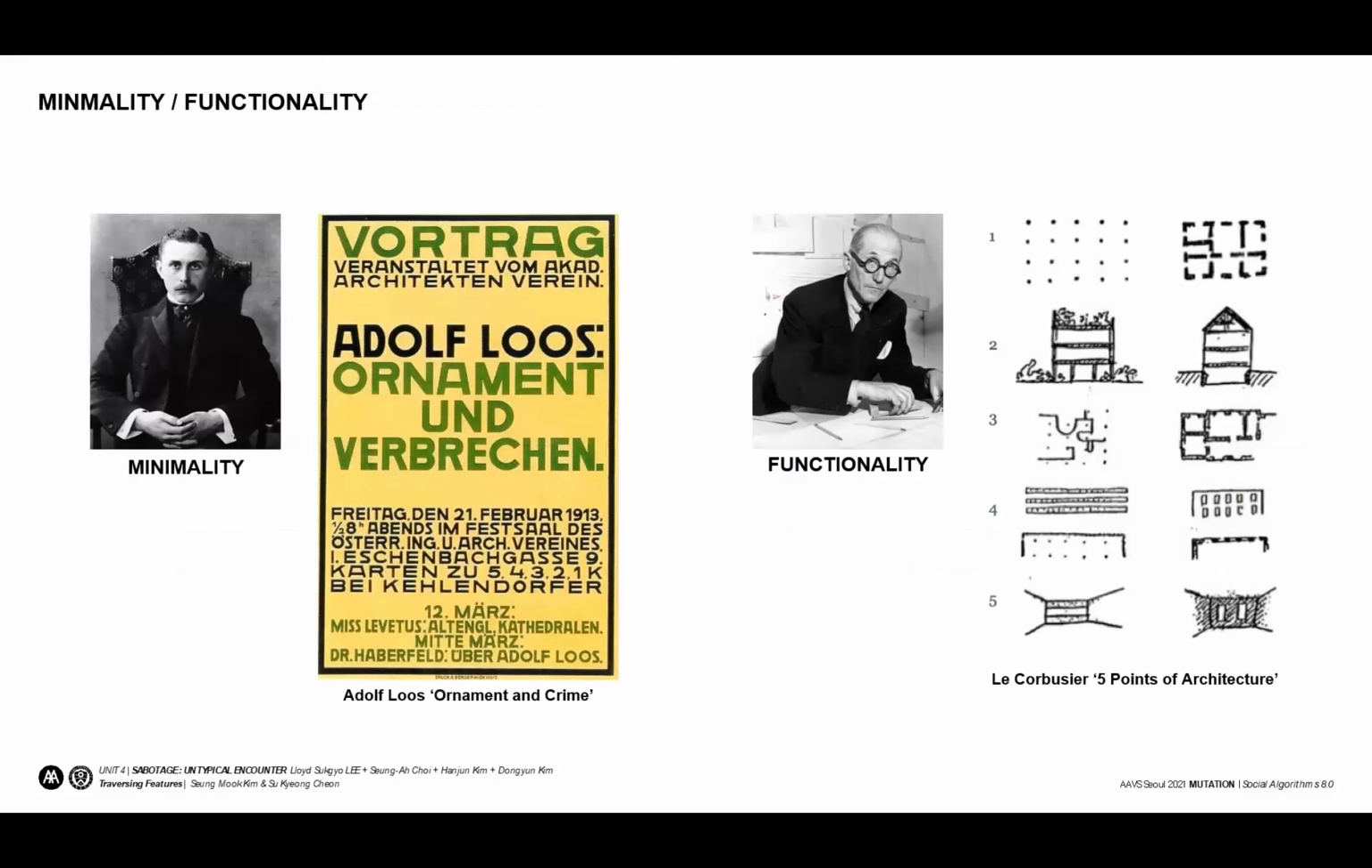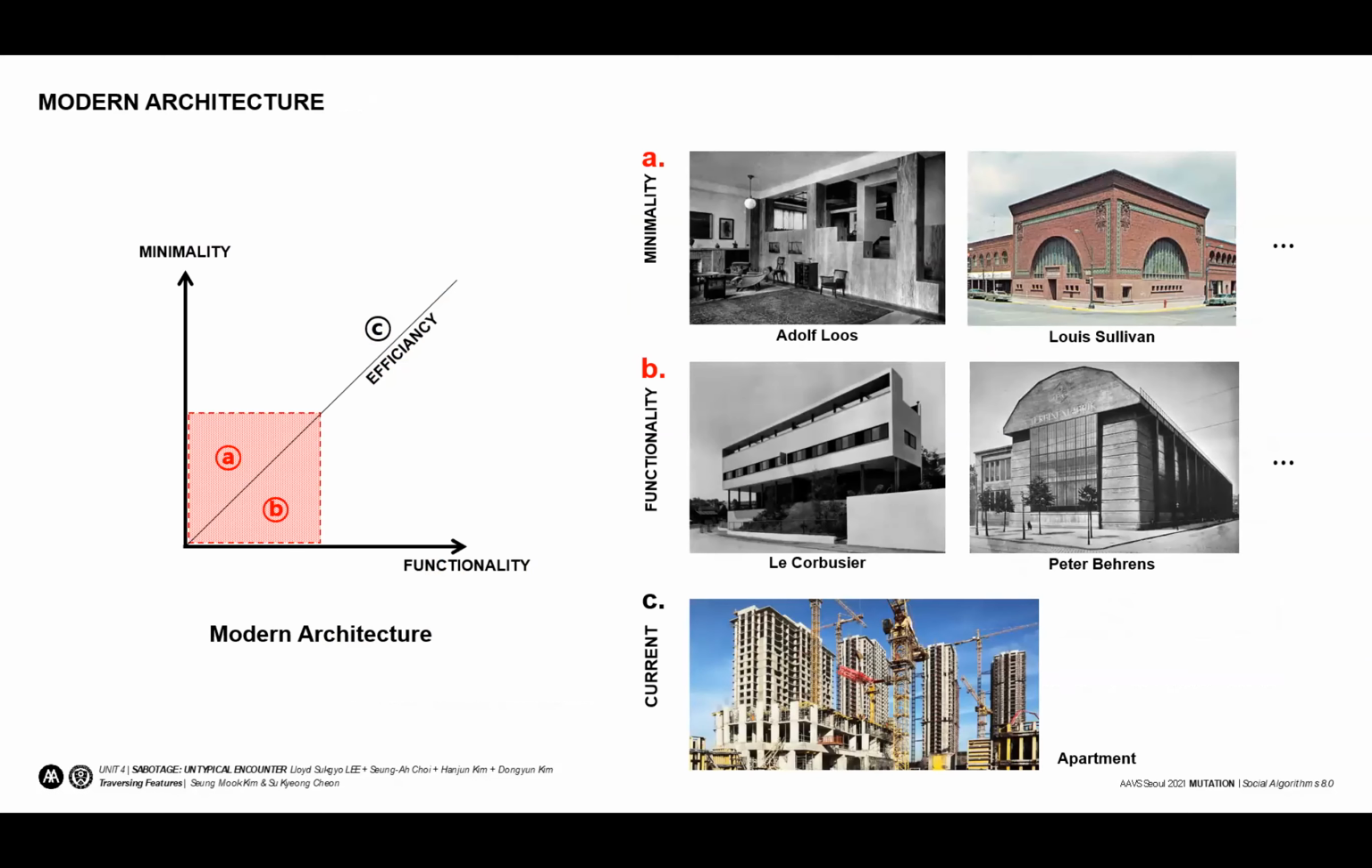As for the counterparts, we focused on modern architecture under two dominant ideologies. Firstly, the minimality that was manifested through Ornament and Crime by Adolf Loos, which represents the idea of the elimination of decoration. And then the functionality, which was inscribed by Le Corbusier in his statement of 5 points of architecture. We made this graph to show how those ideas have affected architectural development.